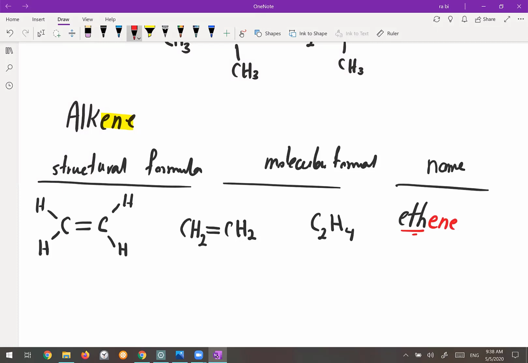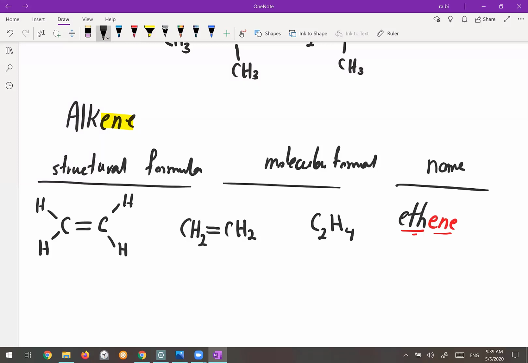That's why I said the alkanes are very important, because they form the base for naming the rest of the organic molecules. The only difference between these molecules, the alkenes and alkanes, is the end of the molecule. In the alkene, we have to write ENE. In the alkane, it was ANE.